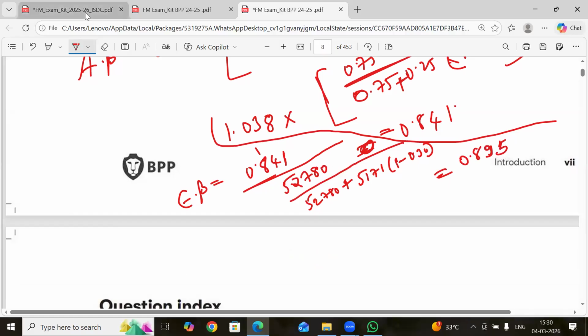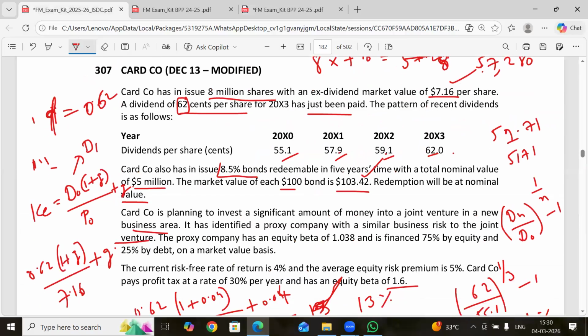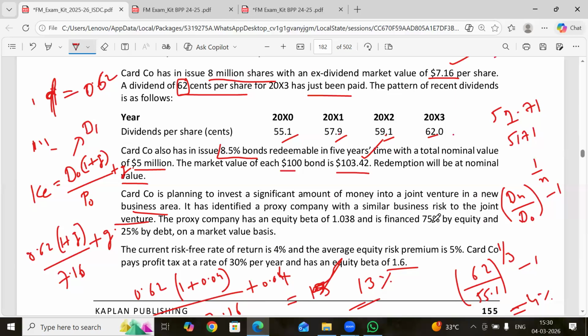Because in the question, they have first asked you to find out the cost of equity using the dividend growth model. We did that. Then in the second phase, they said the company is planning to invest its money in a joint venture. They don't know how much returns that joint venture is going to give them. To find out the return from that joint venture, they will use the CAPM model.